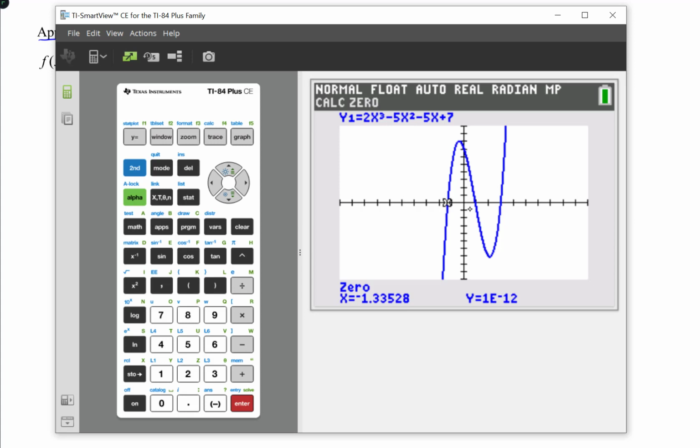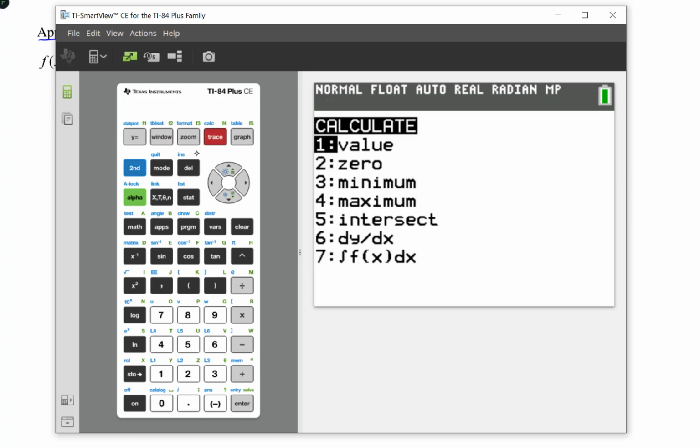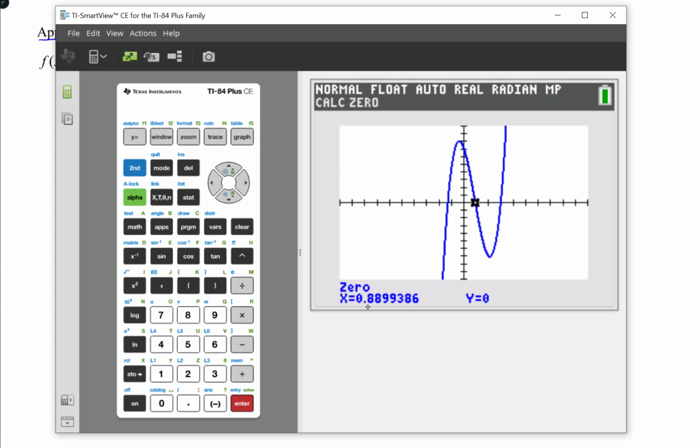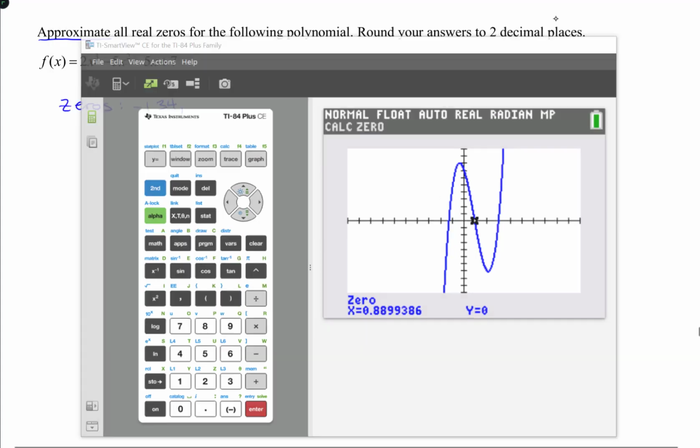Now it looks like they're at 1 and 3, but again, we can't be certain of that. So let's hit second calc again and see what we come up with. The second zero is certainly between 0 and 2, and for my initial guess, I'll use 1. So it's close to 1, but it's not exactly. It's 0.89.